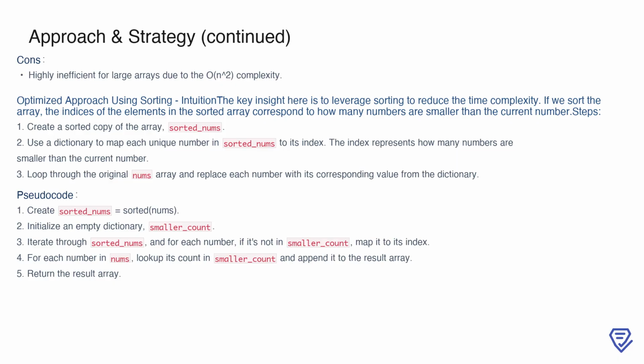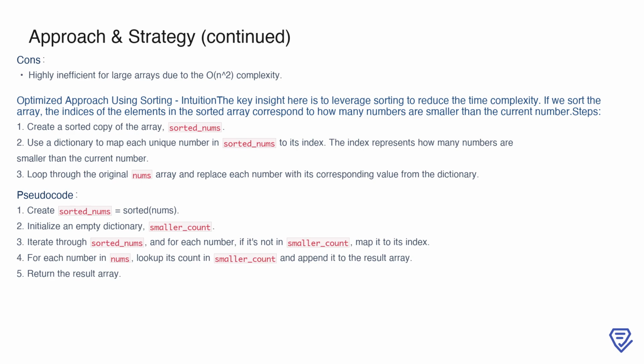To address this, we can use an optimized approach that leverages sorting. The key insight here is that in a sorted array, the position or index of each number directly corresponds to how many numbers are smaller than it. With this idea, we can reduce the complexity of the problem.